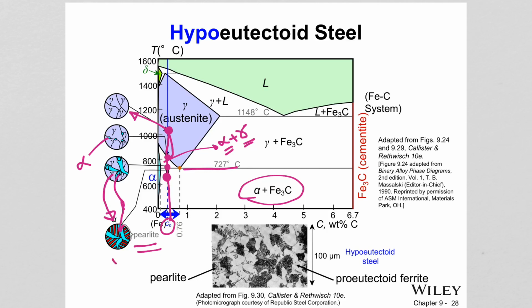This is how it actually looks. If you look at a hypoeutectoid steel, we have proeutectoid ferrite. Ferrite is the name for alpha. So here the alpha structure is shown in white under the microscope, and we are seeing the lamellar structure of pearlite in these regions.